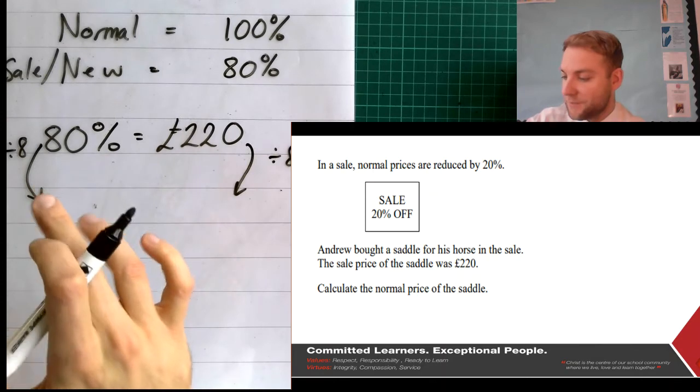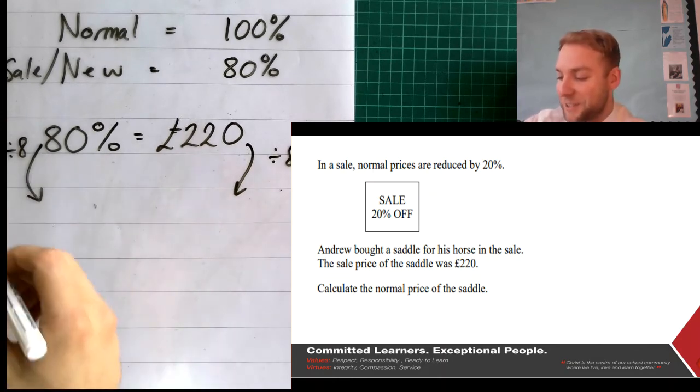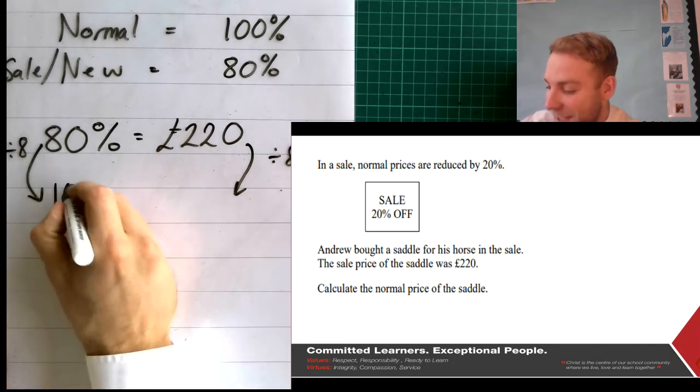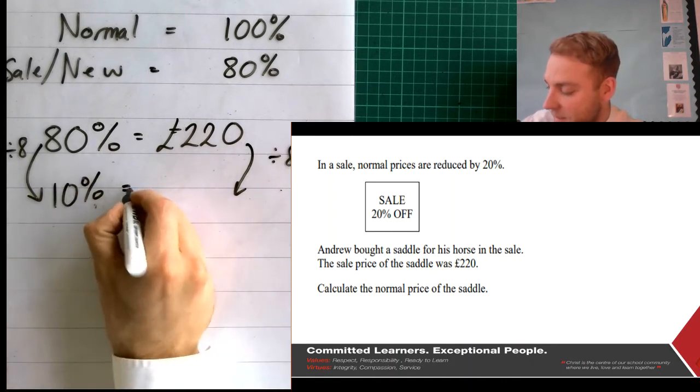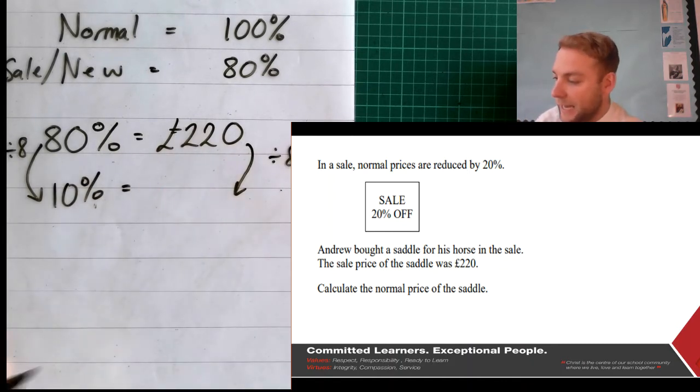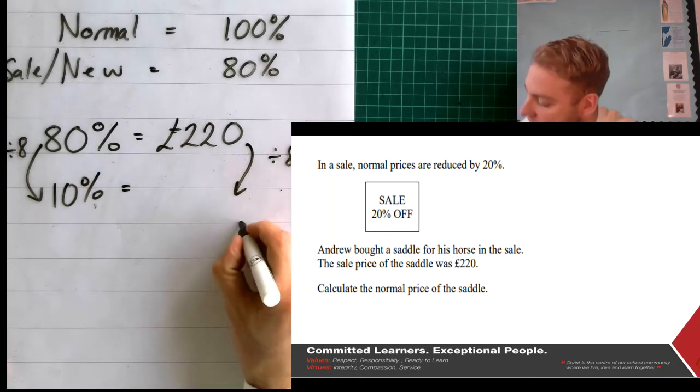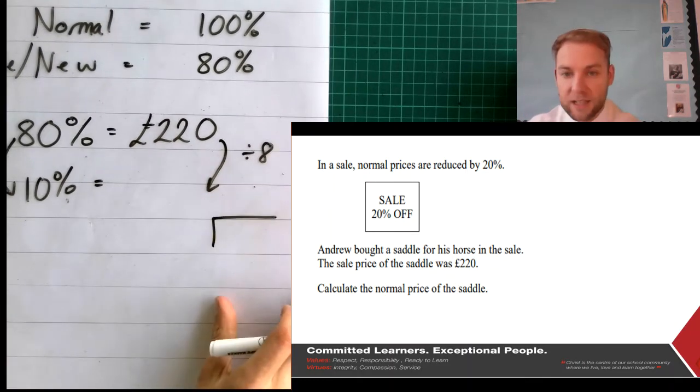Oops, sorry. Let's find out 10%. We'll do 10% anyway. So if I divide this by 8, I get 10% here. And if I divide this by 8 here, let's do that on the side. Make sure you can see that.